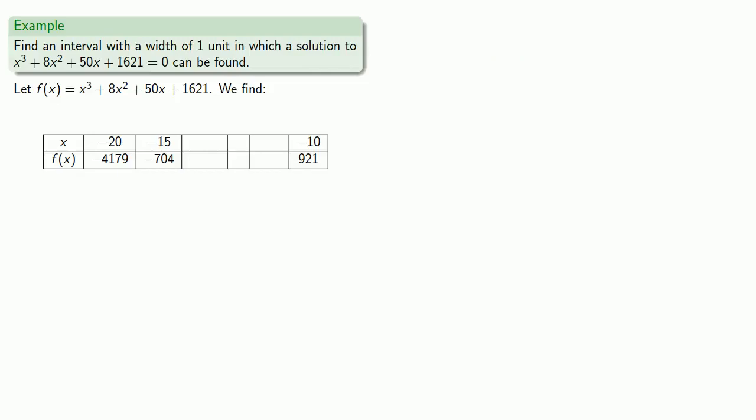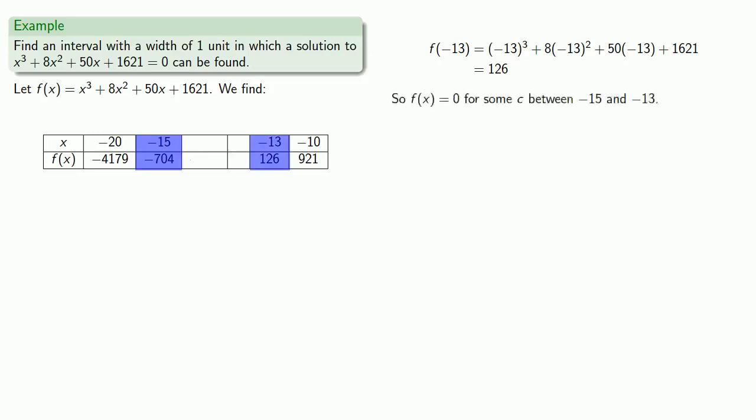So I try something between negative 10 and negative 15. How about negative 13? And it doesn't work. But we can apply our Goldilocks principle again. Negative 15 is too small, negative 13 is too big, and so there must be a solution someplace between negative 15 and negative 13.